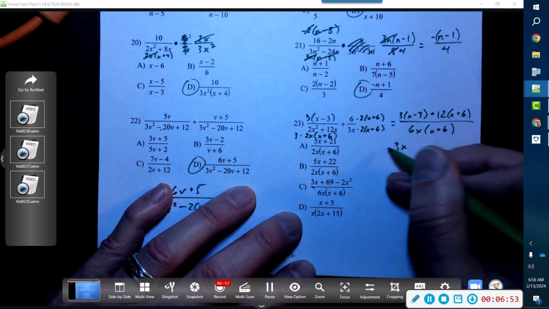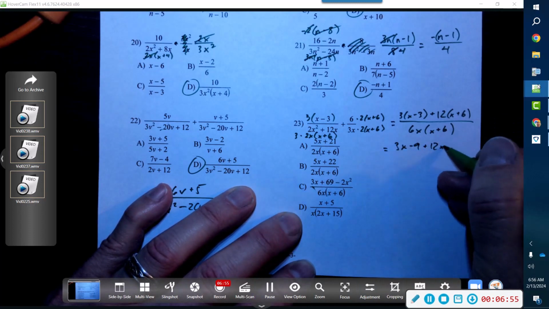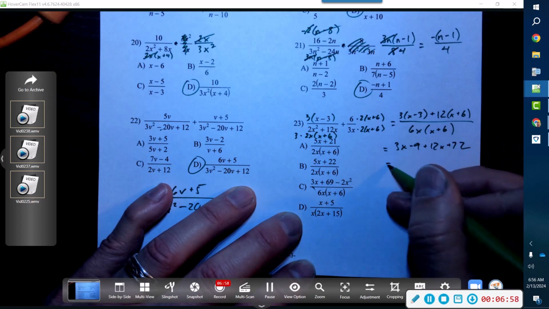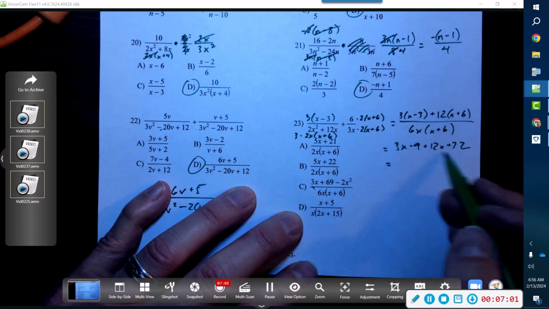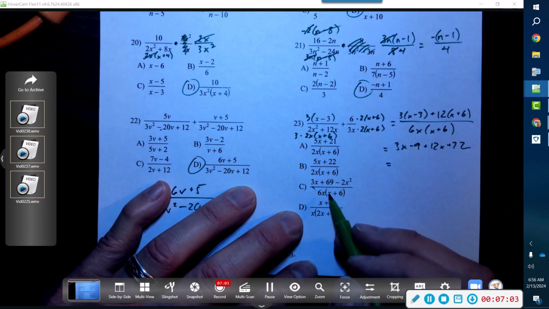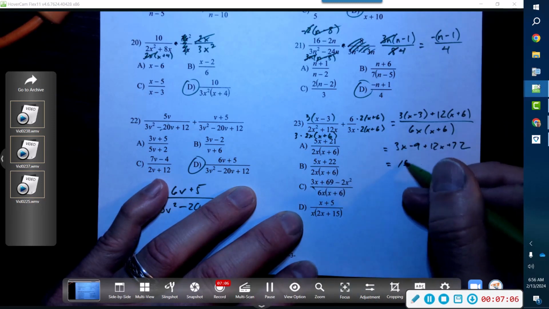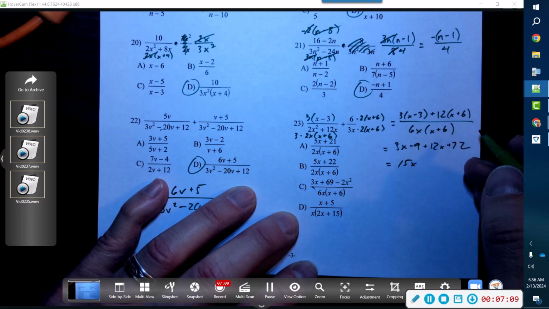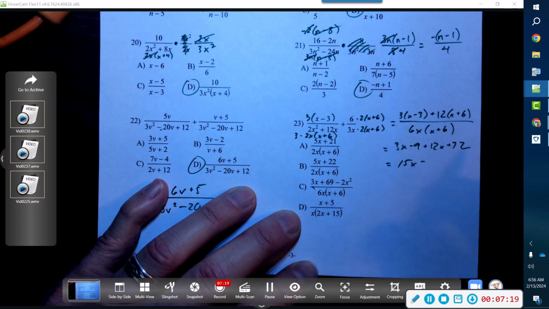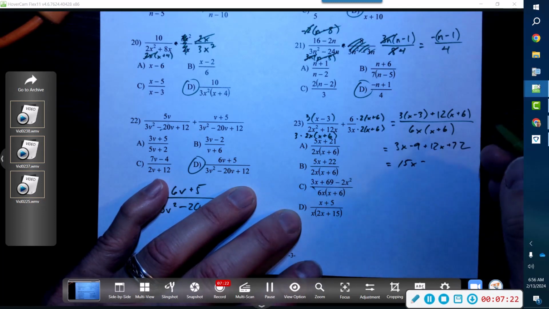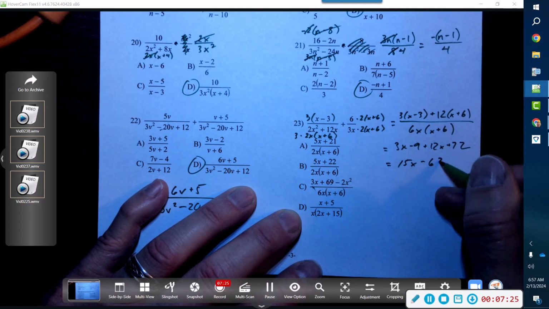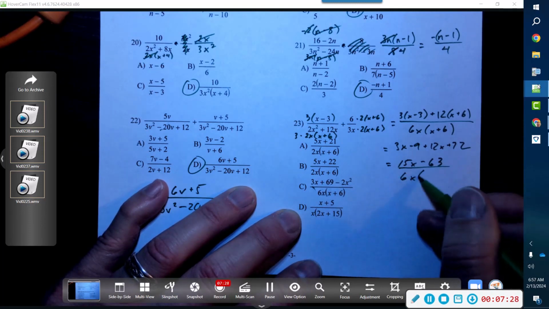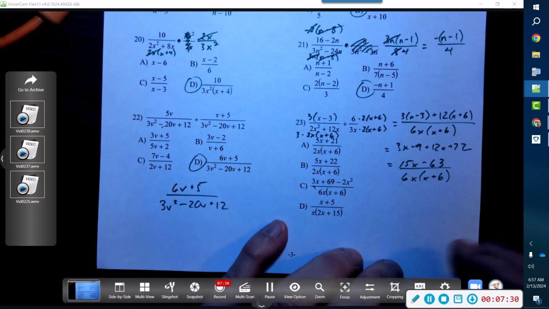We got 3x minus 9 plus 12x plus 72. So now we still have that denominator. I just don't feel like writing it. We've already established that we're pretty sure it's this, so let's just double check. We got a 15x. Minus what? Take a 9. So 9 times 8, 9 times 7, that would be a 63 over 6x, x plus 6. Okay, so now what's going to come out of here?